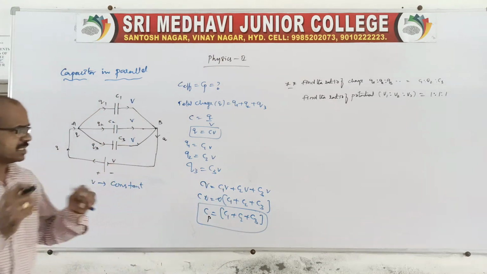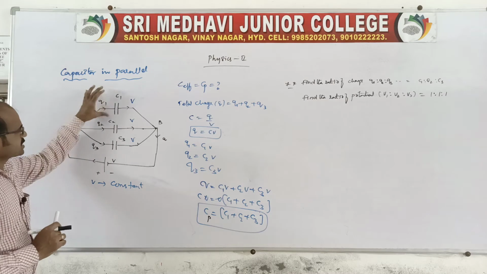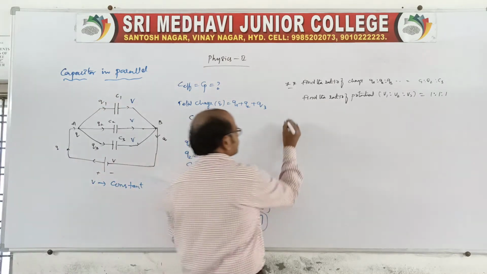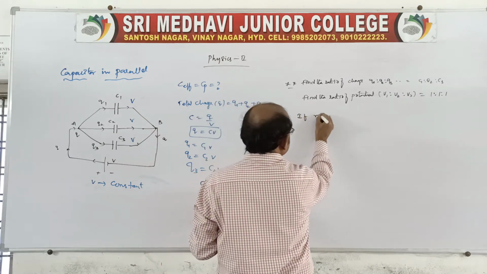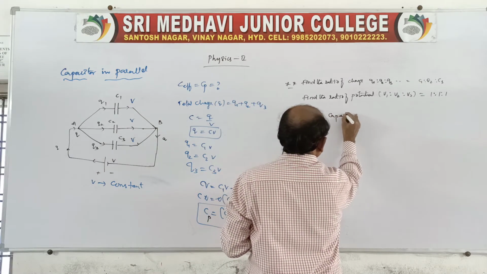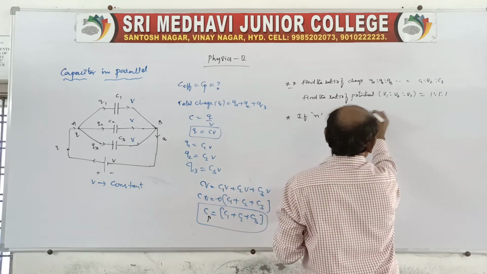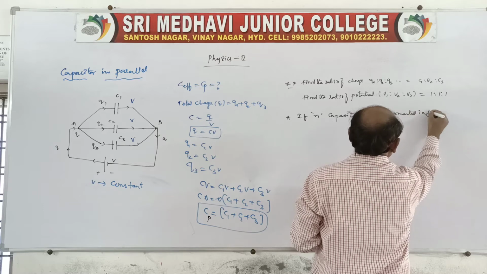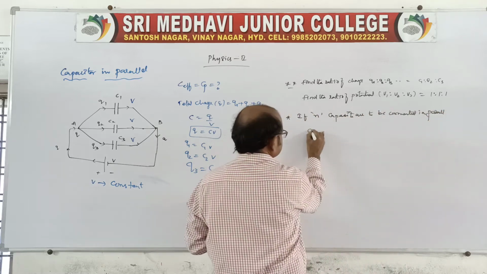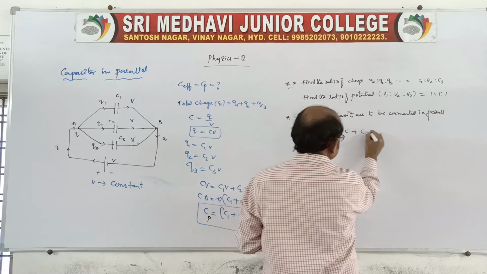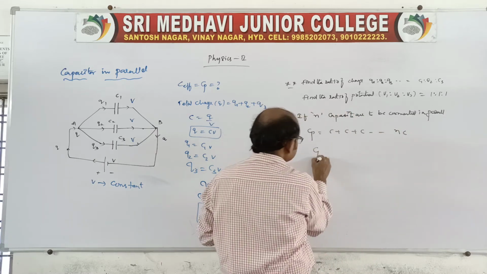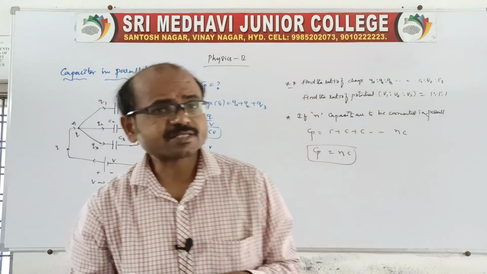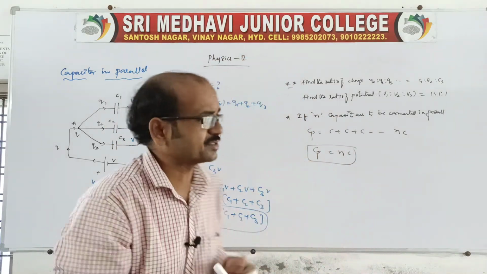Let us look at this case. Suppose the individual capacitances C1, C2, C3 are to be connected. Suppose n number of capacitors are to be connected in parallel, so that Cp is equal to C plus C and so on, nC. So Cp is equal to nC. And you remember the effective capacitance is greater than the individual capacitance.